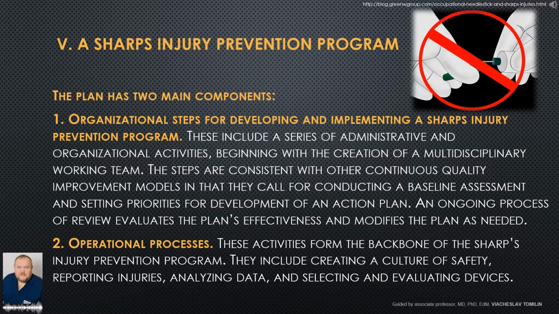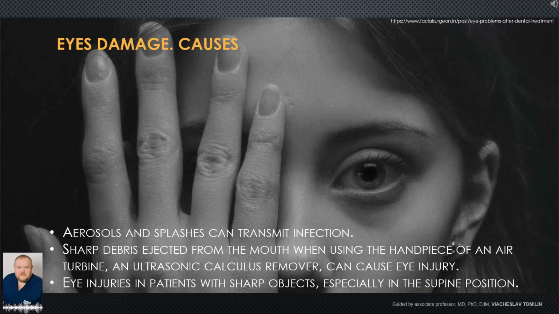2. Operational processes. These activities form the backbone of the sharps injury prevention program. They include creating a culture of safety, reporting injuries, analyzing data, and selecting and evaluating devices. Eye damage. Causes. Aerosols and splashes can transmit infection. Sharp debris ejected from the mouth when using the handpiece of an air turbine or an ultrasonic calculus remover can cause eye injury. Eye injuries can also occur in patients with sharp objects, especially in the supine position.